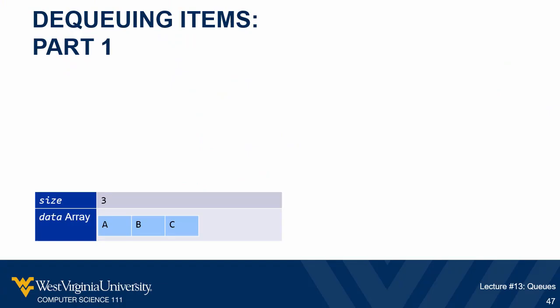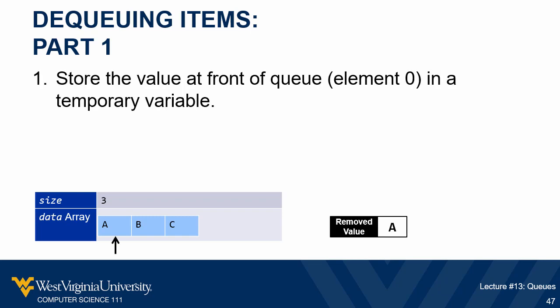Let's say that we want to go beyond peeking at what's at the front of our queue and actually remove the value. What we're going to have to do here is basically start off with a peek. We're going to take the value that's at the front of our queue, and we're going to store it in a temporary variable.